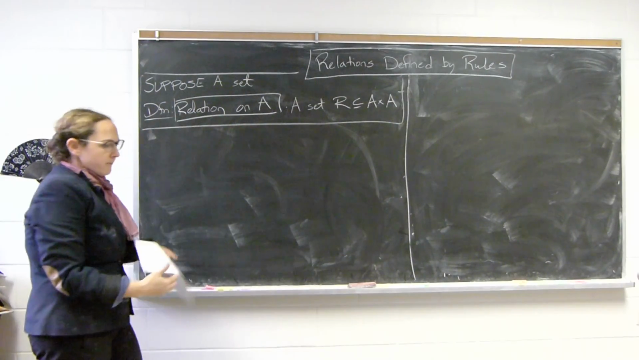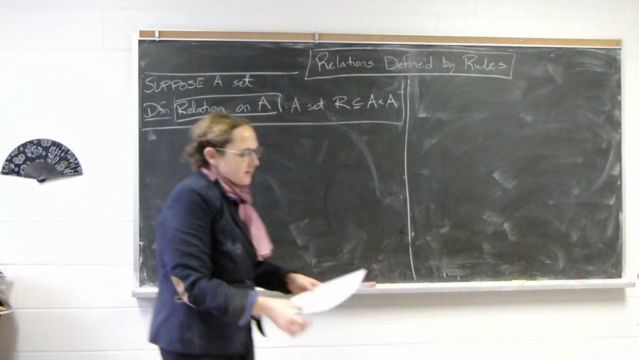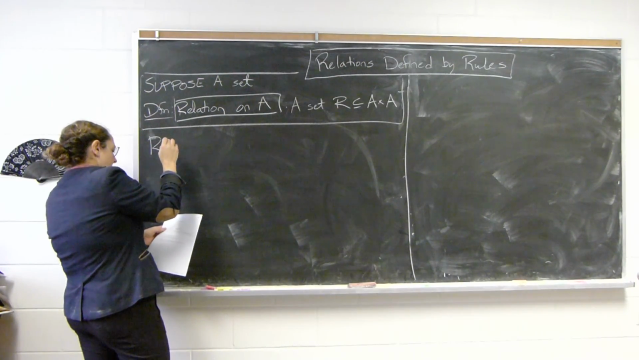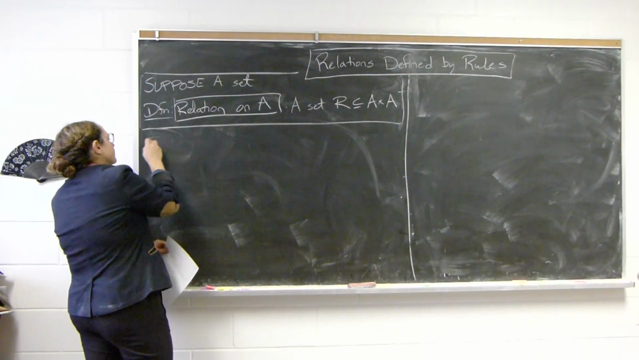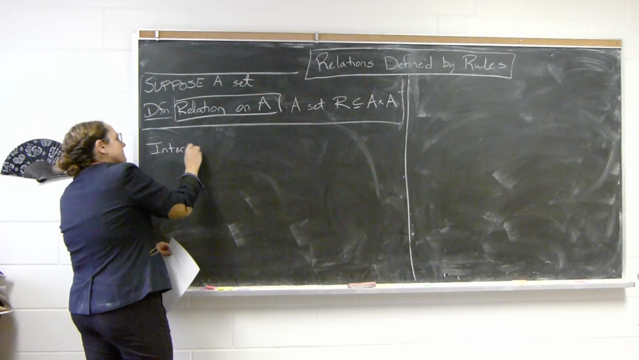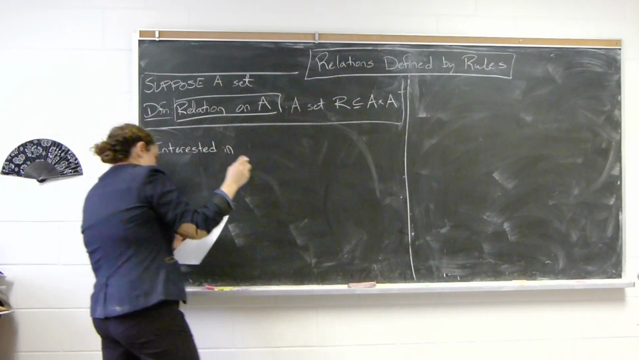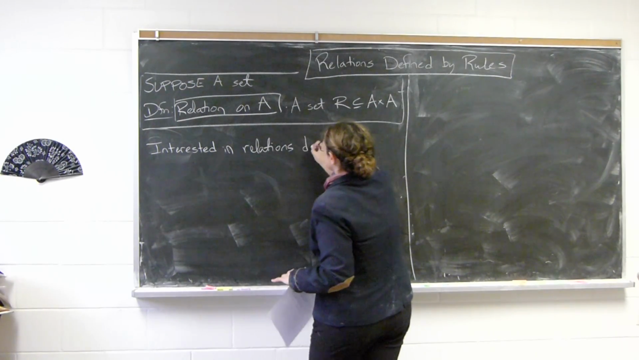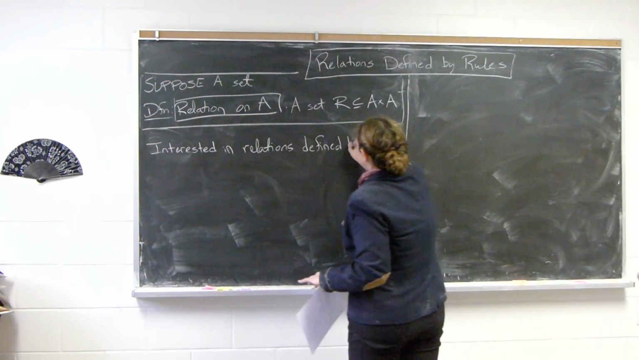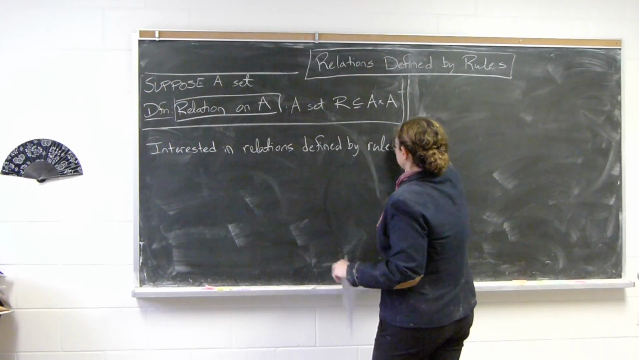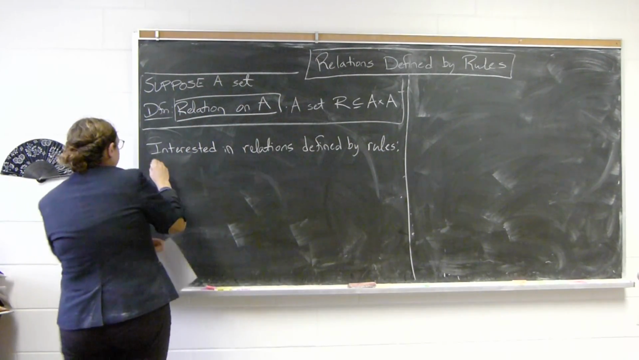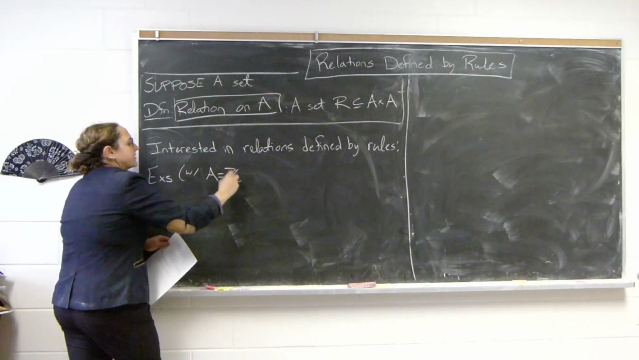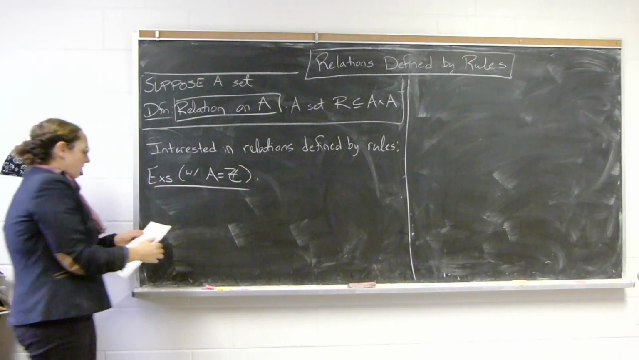But what we're interested in in this video are relations defined by rules. Here are some examples where A is the integers. So we're talking about relations on the integers.